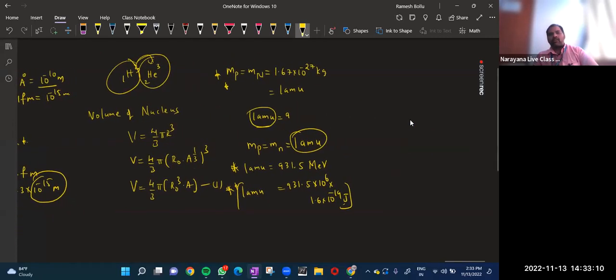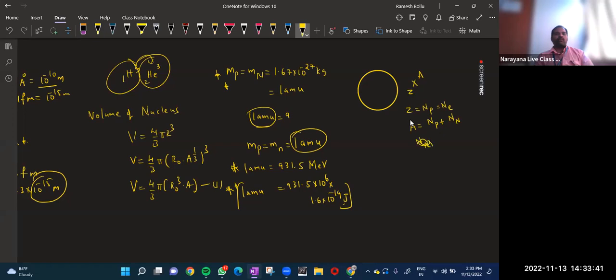Now, tell me, I will take any nucleus, some nucleus X. Its atomic number is Z and mass number is A. What does Z mean? Number of protons or number of electrons. A means what, students? Number of protons plus number of neutrons. So what does the number of neutrons mean? Mass number minus number of protons. A minus Z is called the number of neutrons, students.